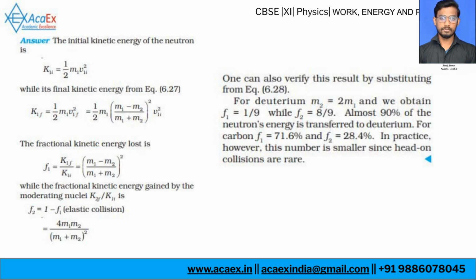A neutron must be slowed from 10^7 meters per second to 10^3 meters per second for fission probability. The neutron loses most of its kinetic energy in an elastic collision with light nuclei like deuterium or carbon. Fractional energy lost and gained is demonstrated.